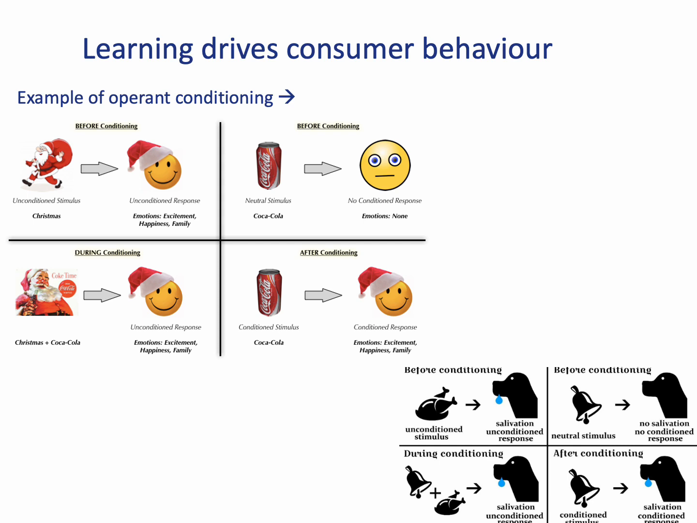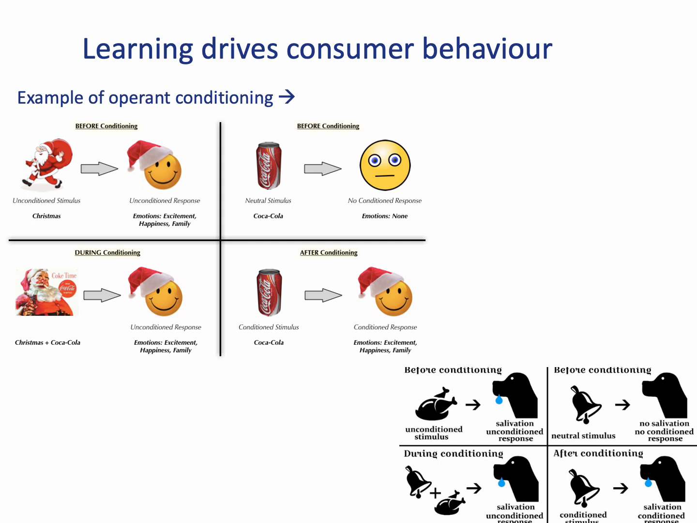Now, if you go to the bottom left, you can see that during conditioning, Christmas is being paired with Coca-Cola. You can see Santa holding Coca-Cola. So what happens? People still have those positive emotions such as excitement, happiness, family, which is the unconditioned response. And what happens after such conditioning is that when people see Coca-Cola on its own, it becomes a conditioned stimulus and people feel the same emotions, excitement, happiness, and family, because now it became a conditioned response. We learned with effort. So thinking through this example and thinking of many other examples in marketing, you will probably see how this might be the case.